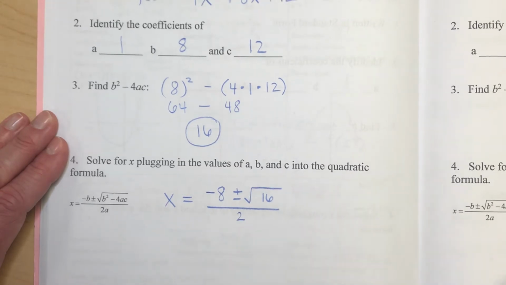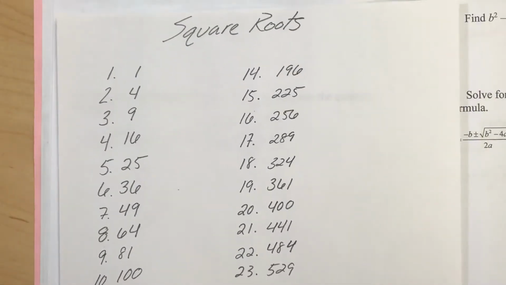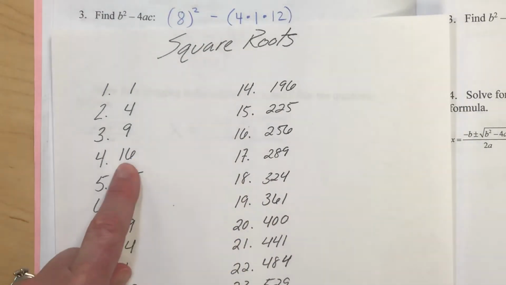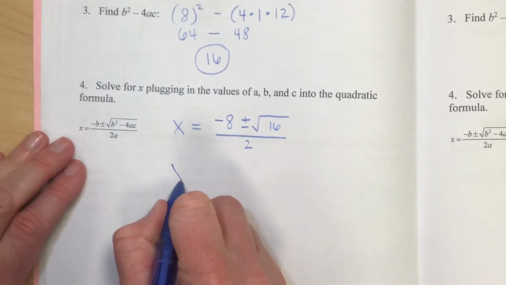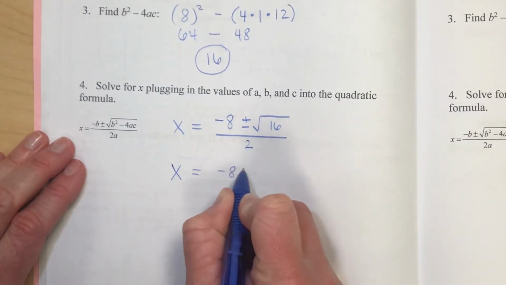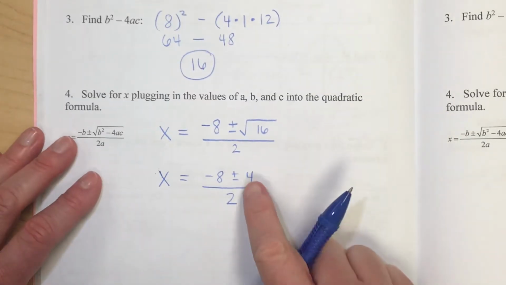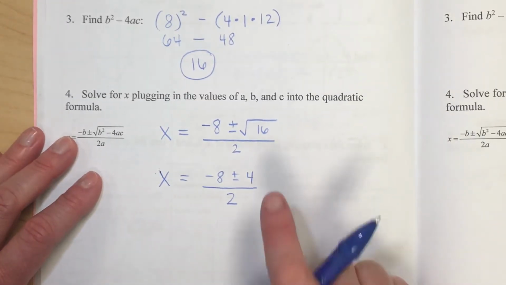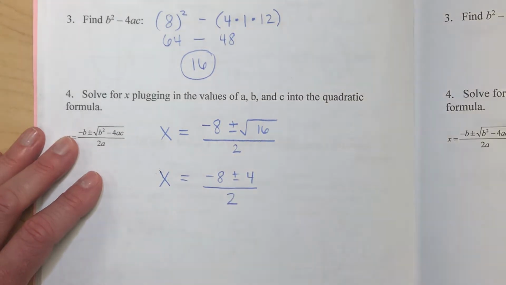Okay, so now let's simplify our root. Again, if you have a handy-dandy sheet that says your square roots, I'm looking for 16. The square root of 16 is the number 4. So what this really means is we're going to add and subtract the number 4. So I have 2 answers here, because I need one for the add and one for the subtract.